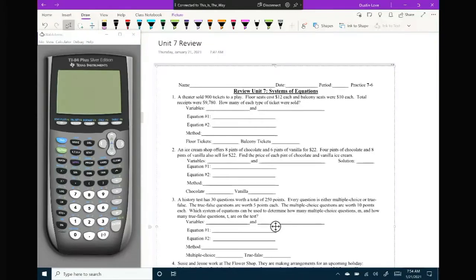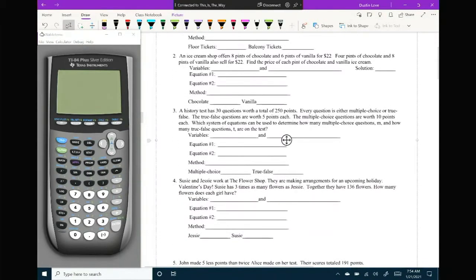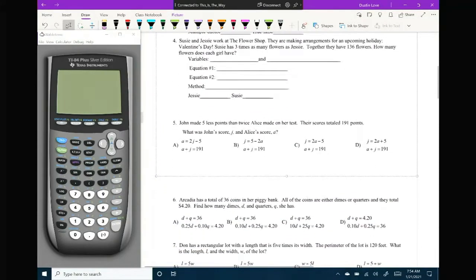Now, we're going to go through this, and unless it says otherwise, I don't care which method you use. For example, on these first sets of word problems, none of them tell you which method you've got to use, so you can use whichever one you want.